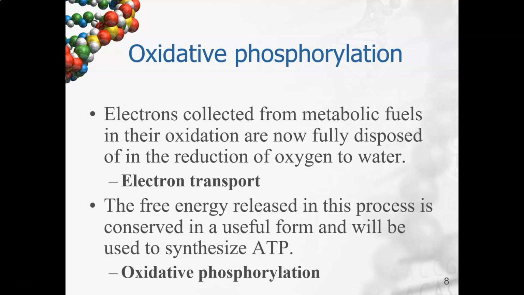So that describes electron transport. The electron transport chain has a free energy associated with it. We could just dissipate it as heat, or we could capture some of that energy in a useful form and use that to synthesize ATP. And this is referred to as oxidative phosphorylation.